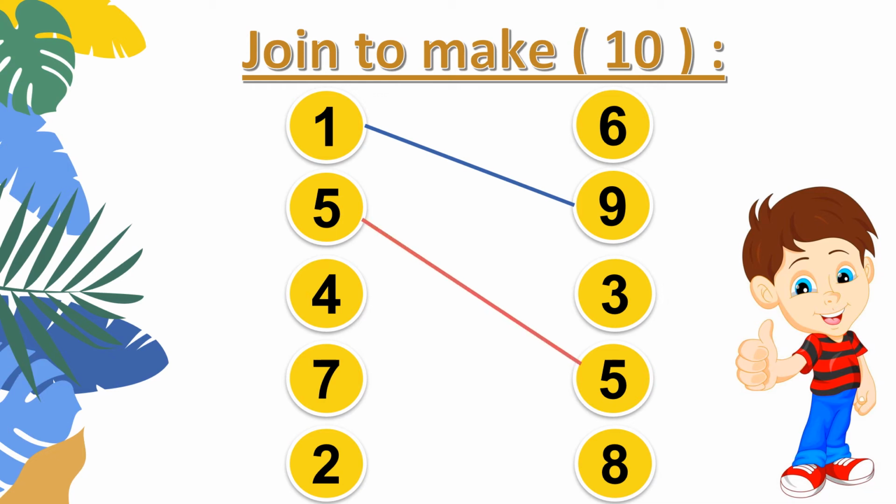4 plus what equals 10? Hide 4 fingers please and count the other. 1, 2, 3, 4, 5, 6. So 4 plus 6 equals 10. 7 plus what equals 10? Hide 7 fingers and count the other. 1, 2, 3. So 7 plus 3 equals 10. The last one here, I have 2. Hide 2 fingers and count the other. 1, 2, 3, 4, 5, 6, 7, 8. So 2 plus 8 equals 10.